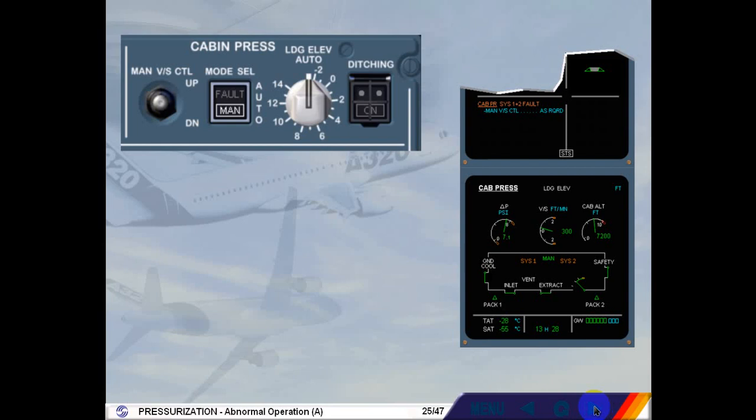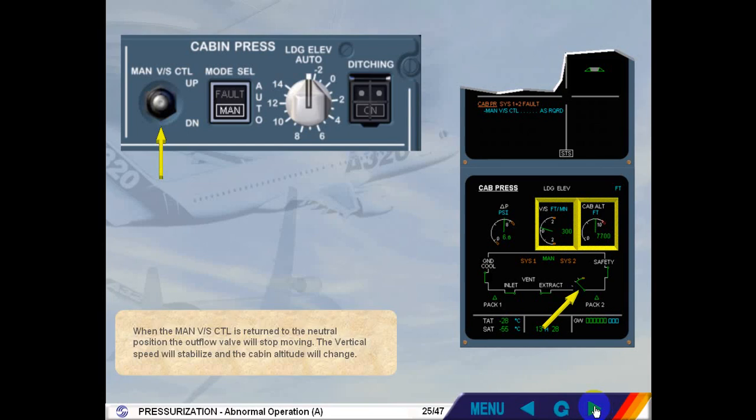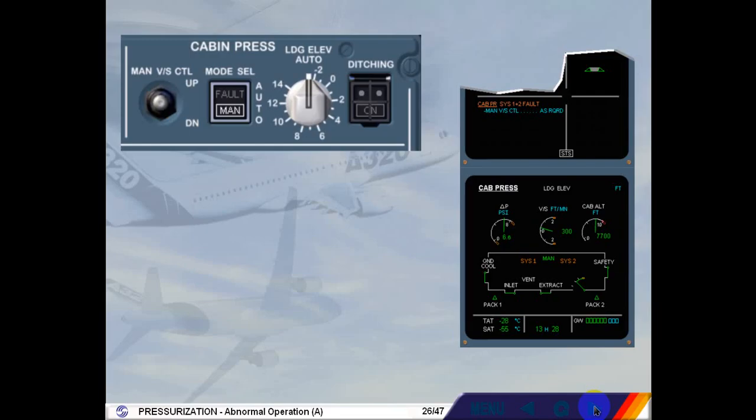When the manual vertical speed control is returned to the neutral position, the outflow valve will stop moving. The vertical speed will stabilize and the cabin altitude will change. Conversely, if you hold the switch down, the outflow valve will close, the vertical speed will change, and the cabin altitude will decrease. Now let's return to the ECAM procedure.